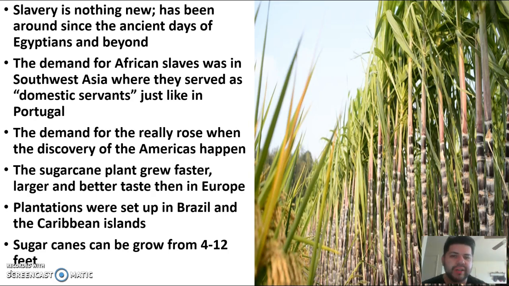Now, one of the things they realized was that in the Americas, the islands, sugarcane grew really fast. And not only that, it was larger and it tasted better, right? There was something about the soil, the climate, everything that made the sugarcane a lot better than it was anywhere else. So once that was discovered, plantations were created and set up in the Caribbean islands and in large part of Brazil.